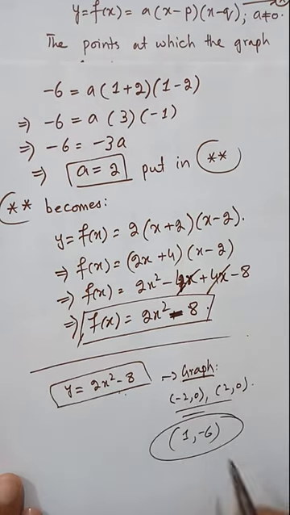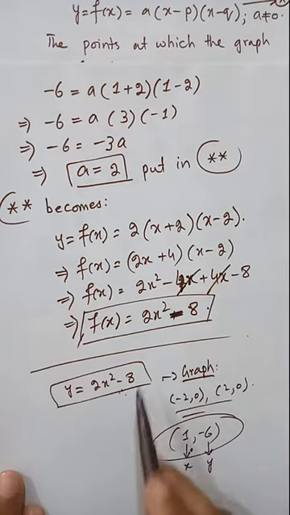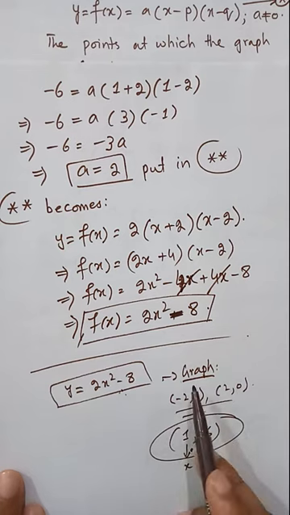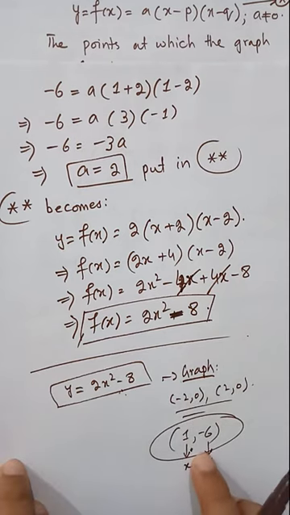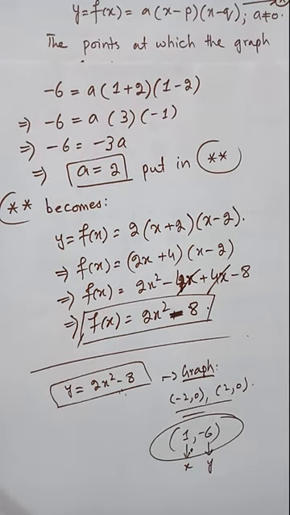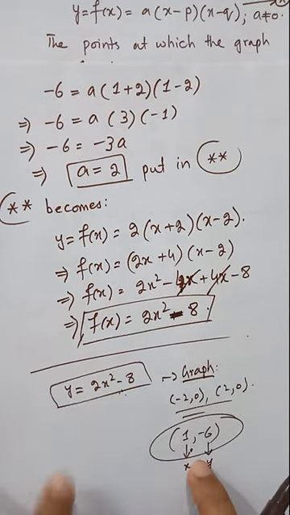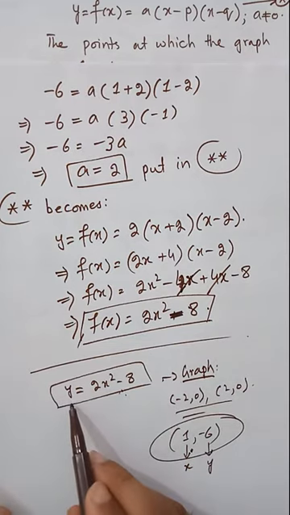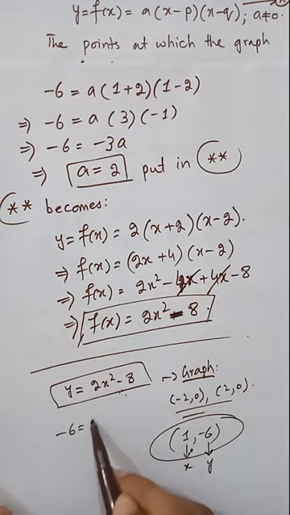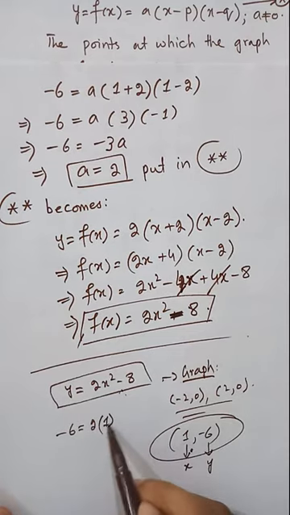So what does it mean? If the graph of this function passes from this point, so this point lies on the graph of this function. So it means that when you plug x equal to 1 and y equal to -6 in the given equation of that function, at that point the function equation must be true, meaning left hand side will be equal to right hand side. In other words, this is the solution. So I am putting -6 in place of y, and in place of x I am putting 1.